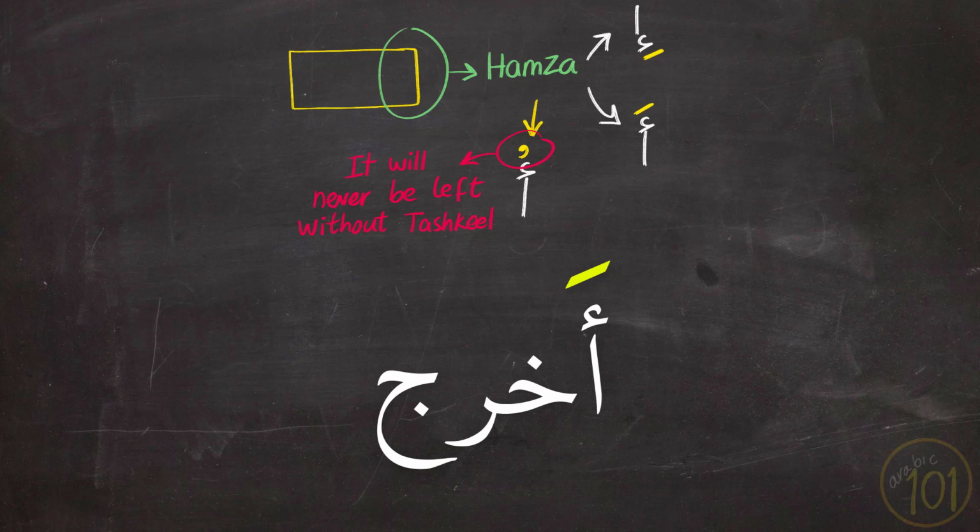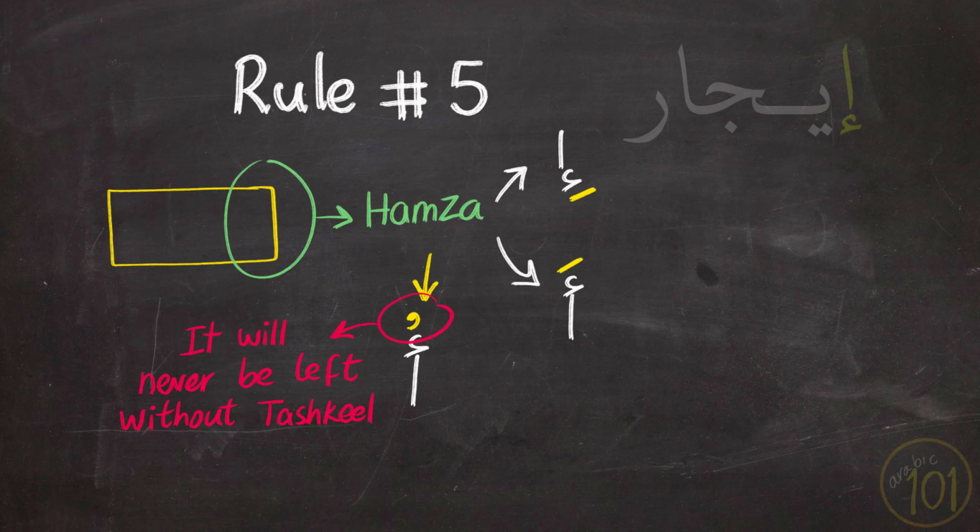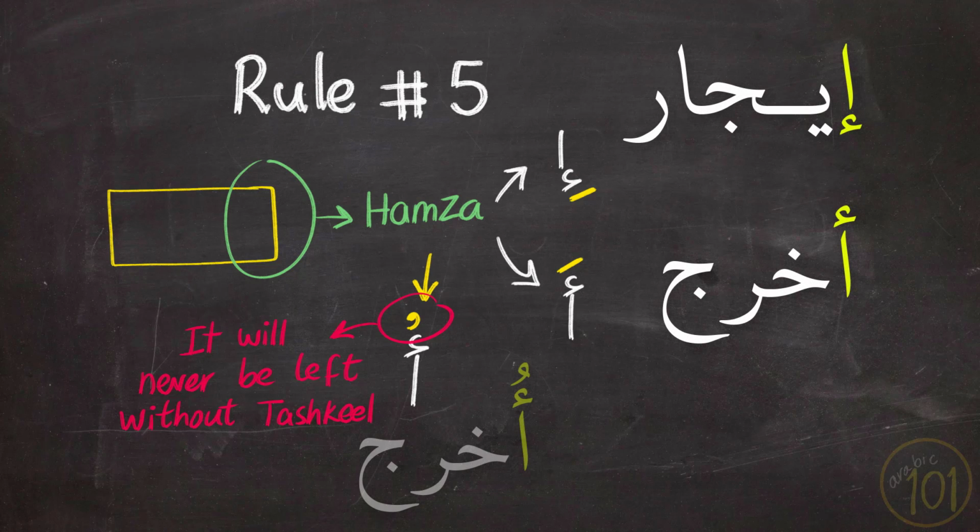So for this word, I will always assume that it starts with a fatha on the Hamza, and never dhamma. And I should say, akhraja. Because if it had dhamma, it will always be indicated, like that. Ukhrija. And if the Hamza has kasra, the word will look like that. Ijar. So each variation of the Hamza will have a unique look when it comes at the beginning of the word.